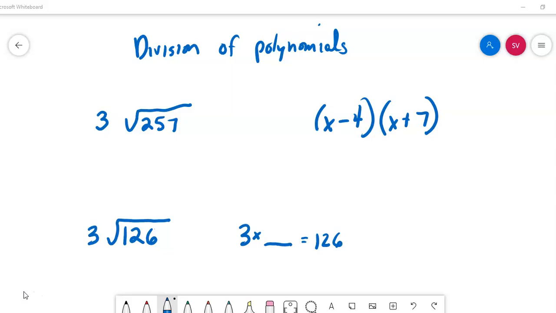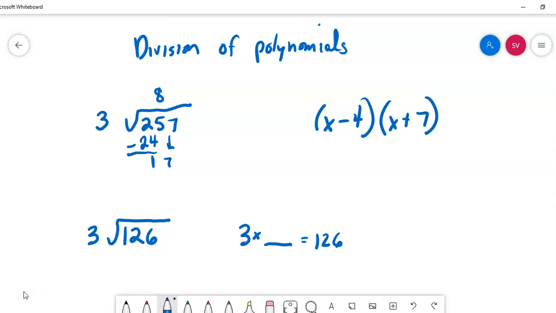So here's what we do. 3 going to 2, no. Does 3 going to 25? Yes. Goes 8 times. The most amount you could get is 8 times without going over. 8 times 3 is 24. Then we have to subtract. 25 minus 24 is 1. Now we bring down our 7.